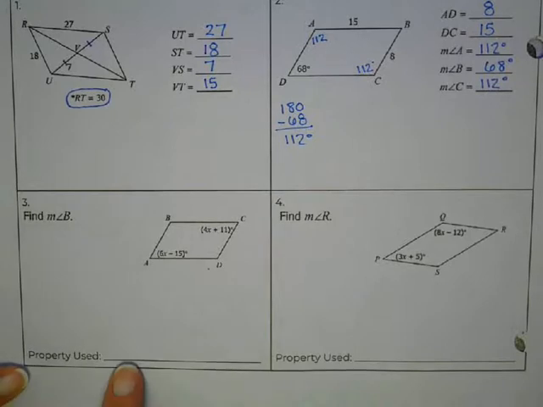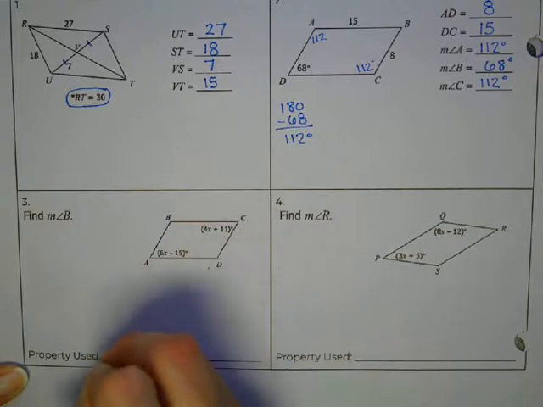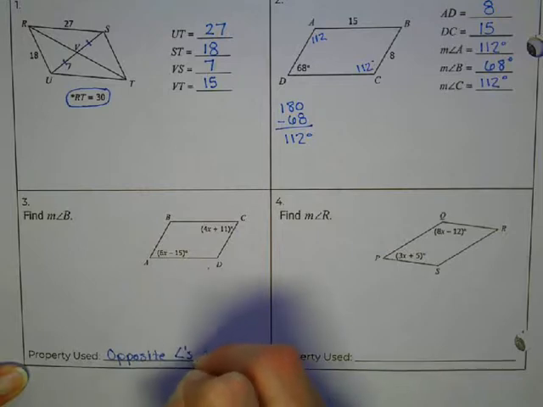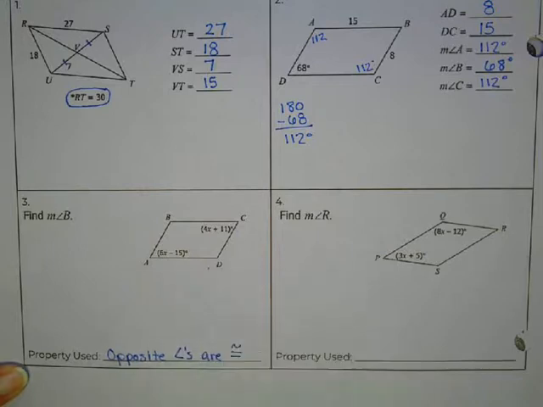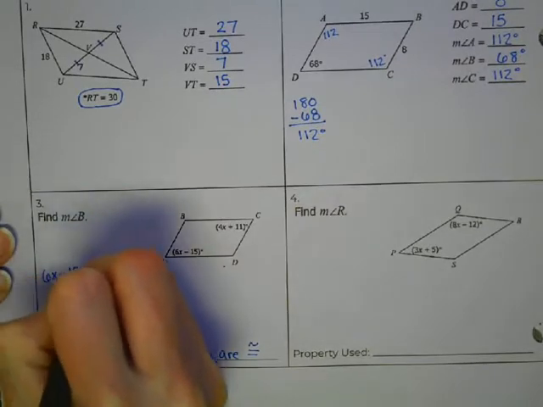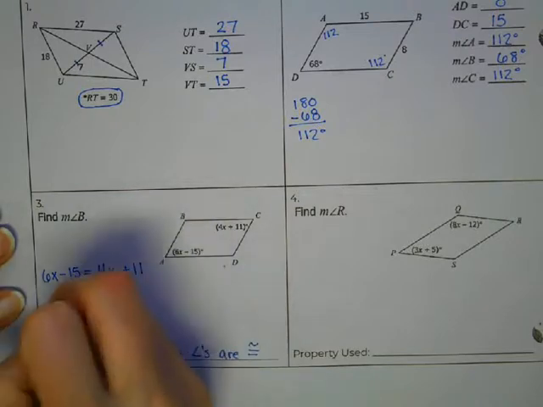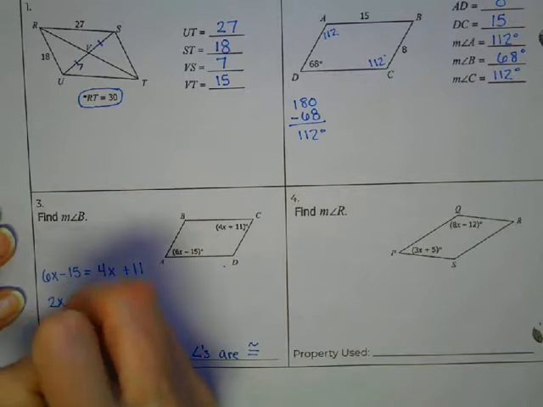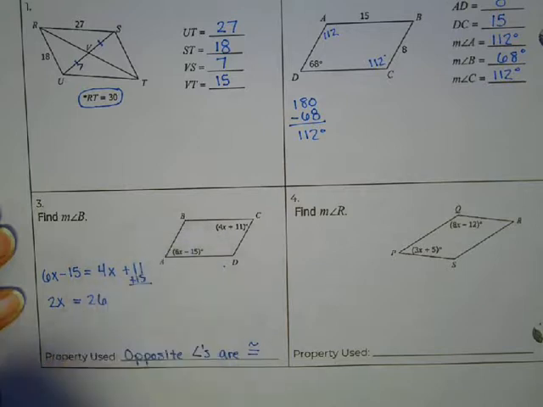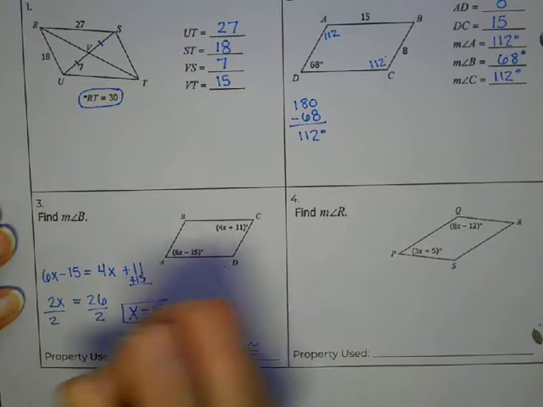Alright, the next one, these include some algebra. This says what property is used. So you're going to look at the top of the page. In this picture, we have A and C. So I'm going to say opposite angles are congruent. So we're going to set them equal to each other to solve. So you're going to subtract x to the other side. So minus 4 gives me 2x. If I add the 15 to this side, it's 26. I'm going to divide by 2. X equals 13.